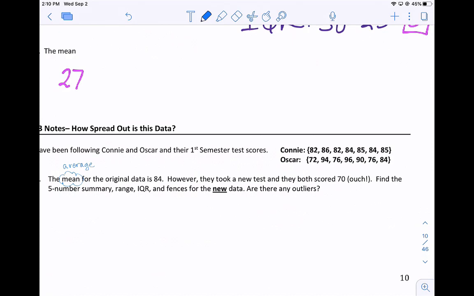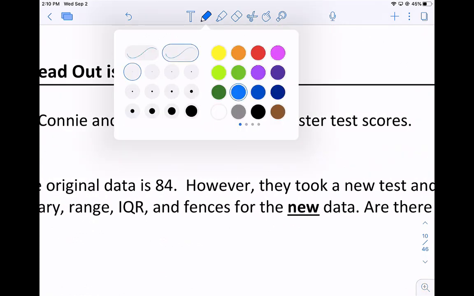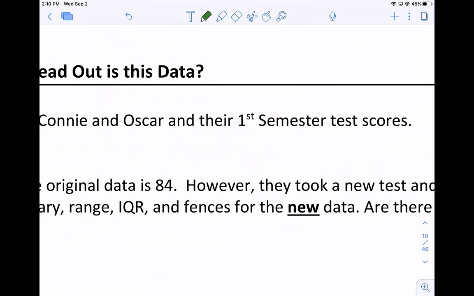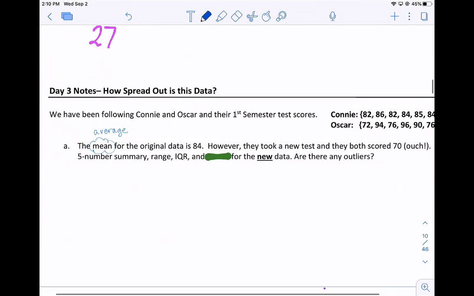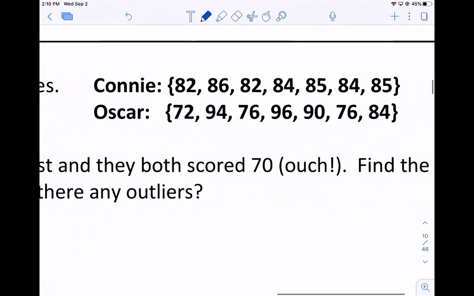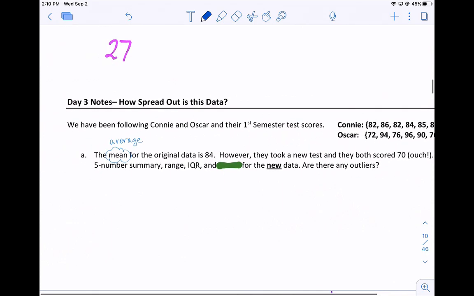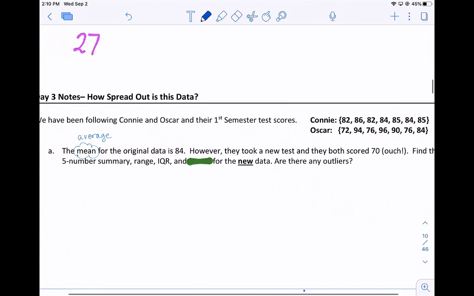Find the 5-number summary, the range, the interquartile range, IQR, and fences for the new data. In this course, we haven't talked about fences yet, so I should cross that out. But we are going to practice or review how to find the 5-number summary, range, IQR, and so on. And then it says, are there any outliers? Again, we haven't mathematically looked at the way to figure that out. But looking at the data, are there any numbers that don't seem to fit in with the rest of the data? All right, so let's use technology to figure out the 5-number summary and everything else.